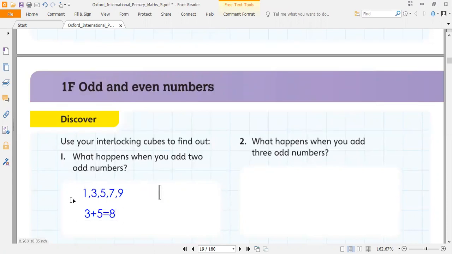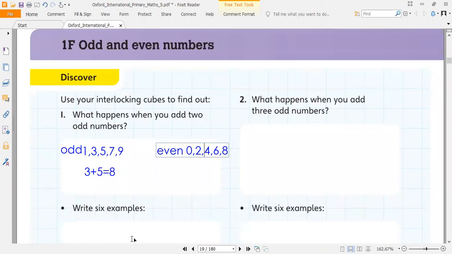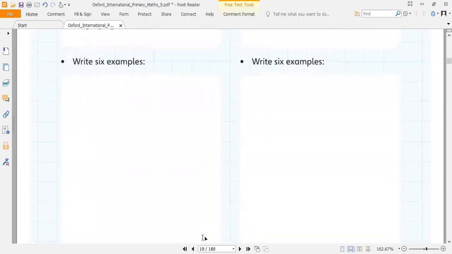What is an even number? Here we will write odd, and here we will write even. Even numbers are those numbers whose last digit is 0, 2, 4, 6, or 8. Okay. So if we write 6 examples, you can write these.